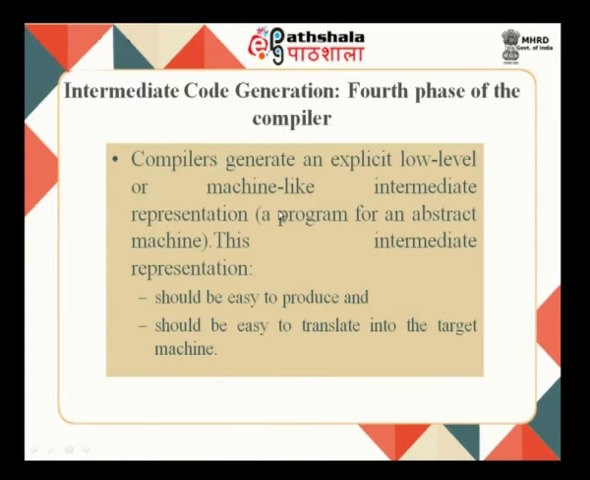And in the fourth phase, the compilers generate an explicit low level or machine like representation of the source program. This intermediate representation should be easy to produce and it should be closer to the target language. So, this is the primary requisite for this particular phase. What is its input? Its input is going to be a syntax tree from the third phase of the compiler, and the output will be an intermediate representation which is going to be closer to the target code than to the source code.